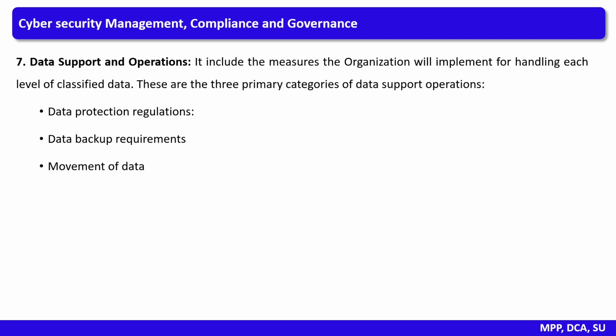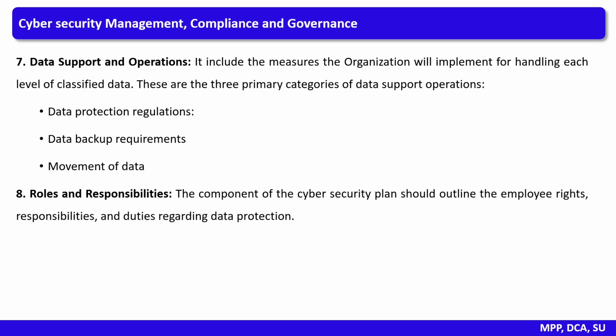It includes the measures the organization will implement for handling each level of classified data. There are identifiably 3 primary categories of data support operations: data protection regulations, data backup requirement, and movement of data. Roles and responsibilities. The component of the cybersecurity plan should outline the employee's rights, responsibilities, and duties regarding data protection.